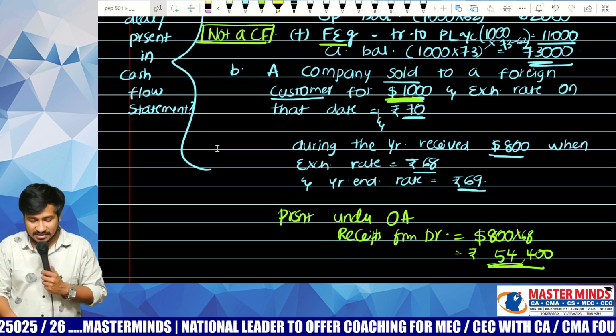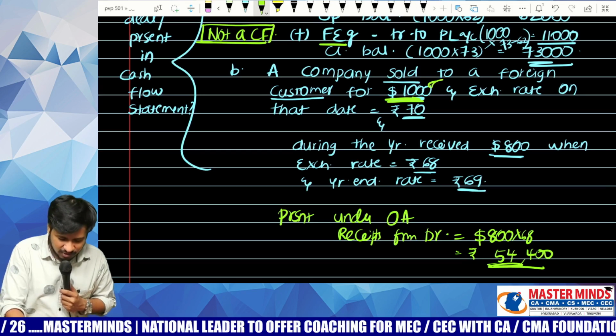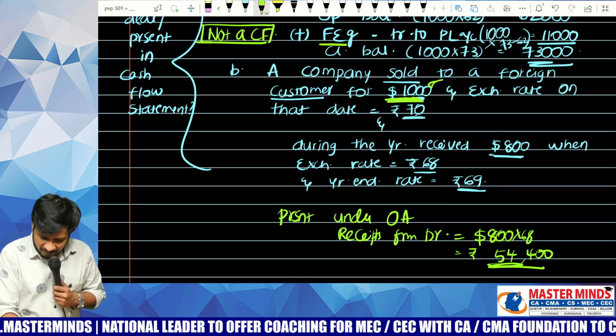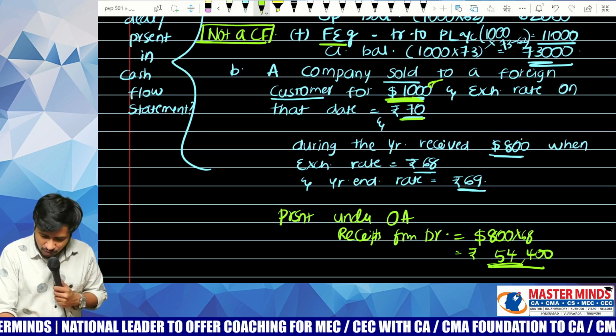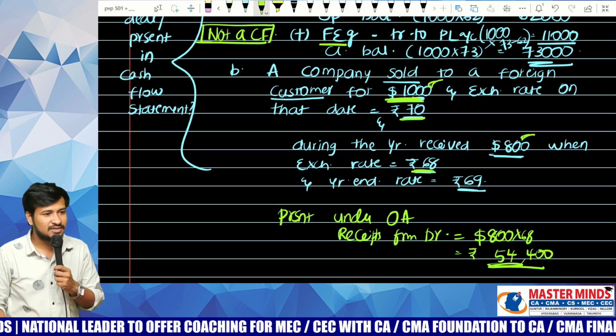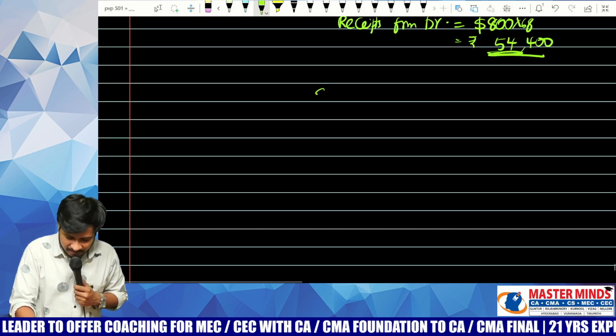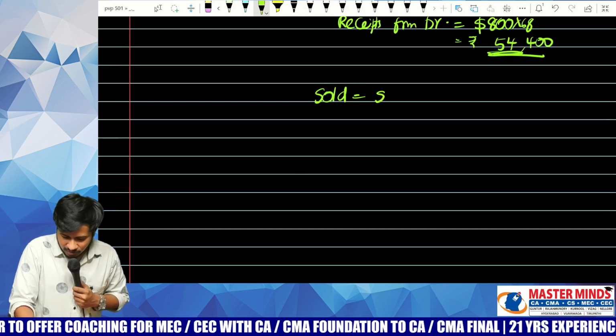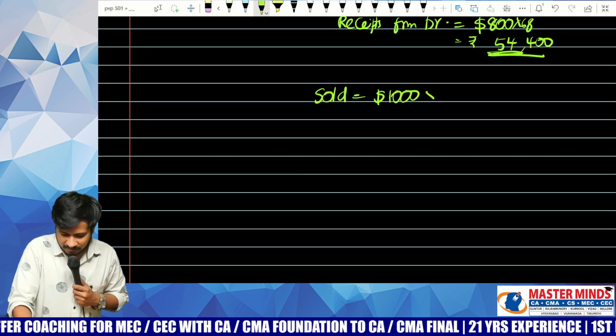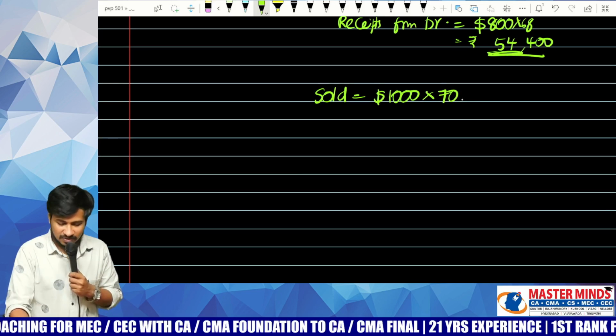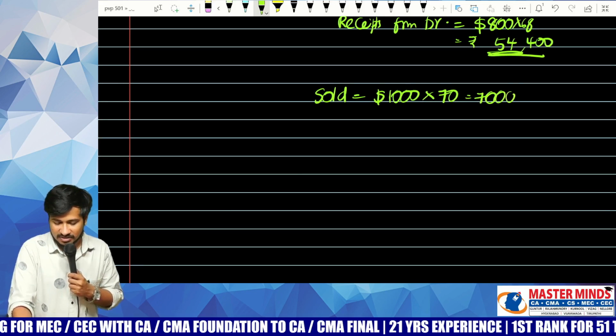Then you may be asking me, sir, we sold it for $1,000. Yes, for 70. Now you have received only 800 into 68. Then what about this one? Listen very, very carefully, everybody. Sold $1,000 multiplied by 70, which comes to 70,000.